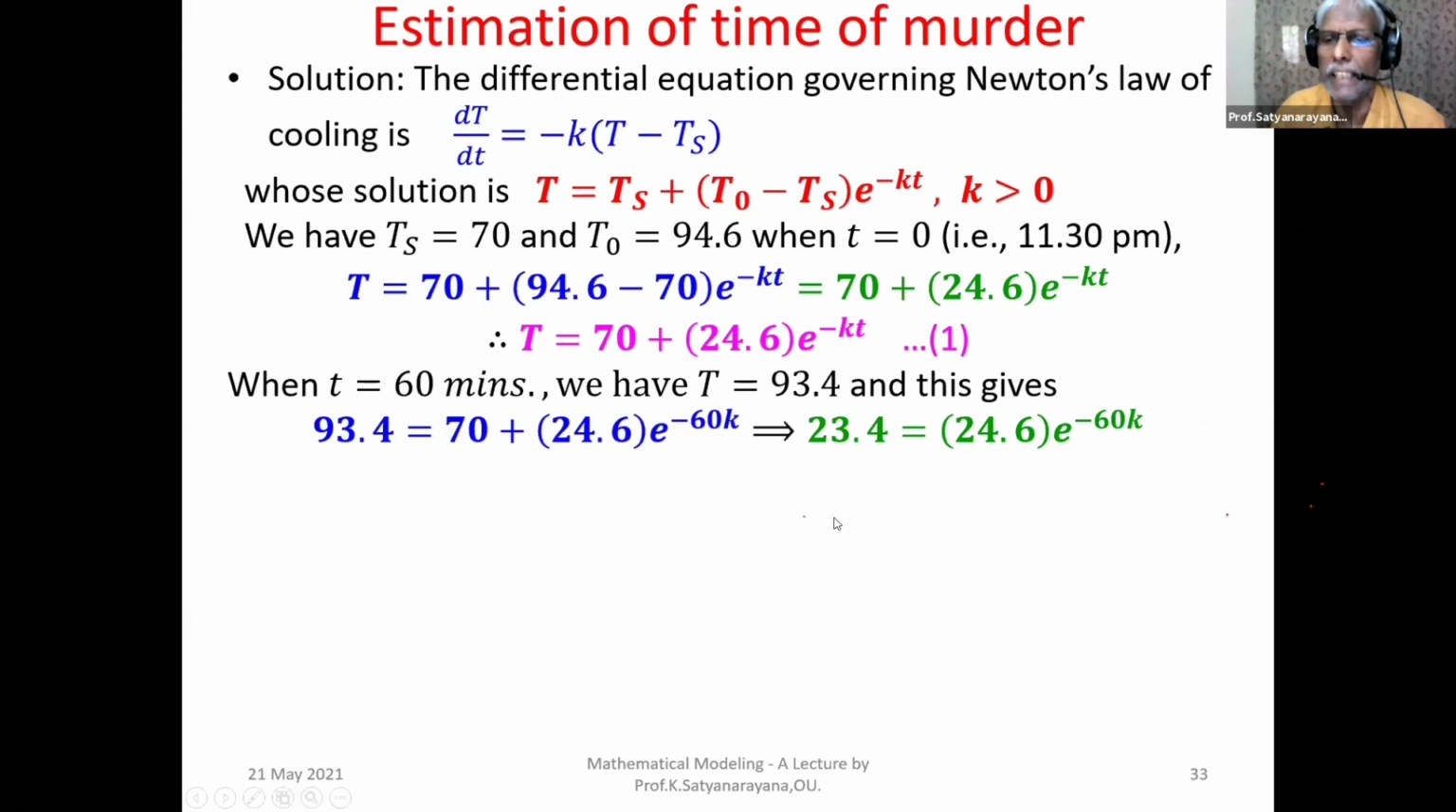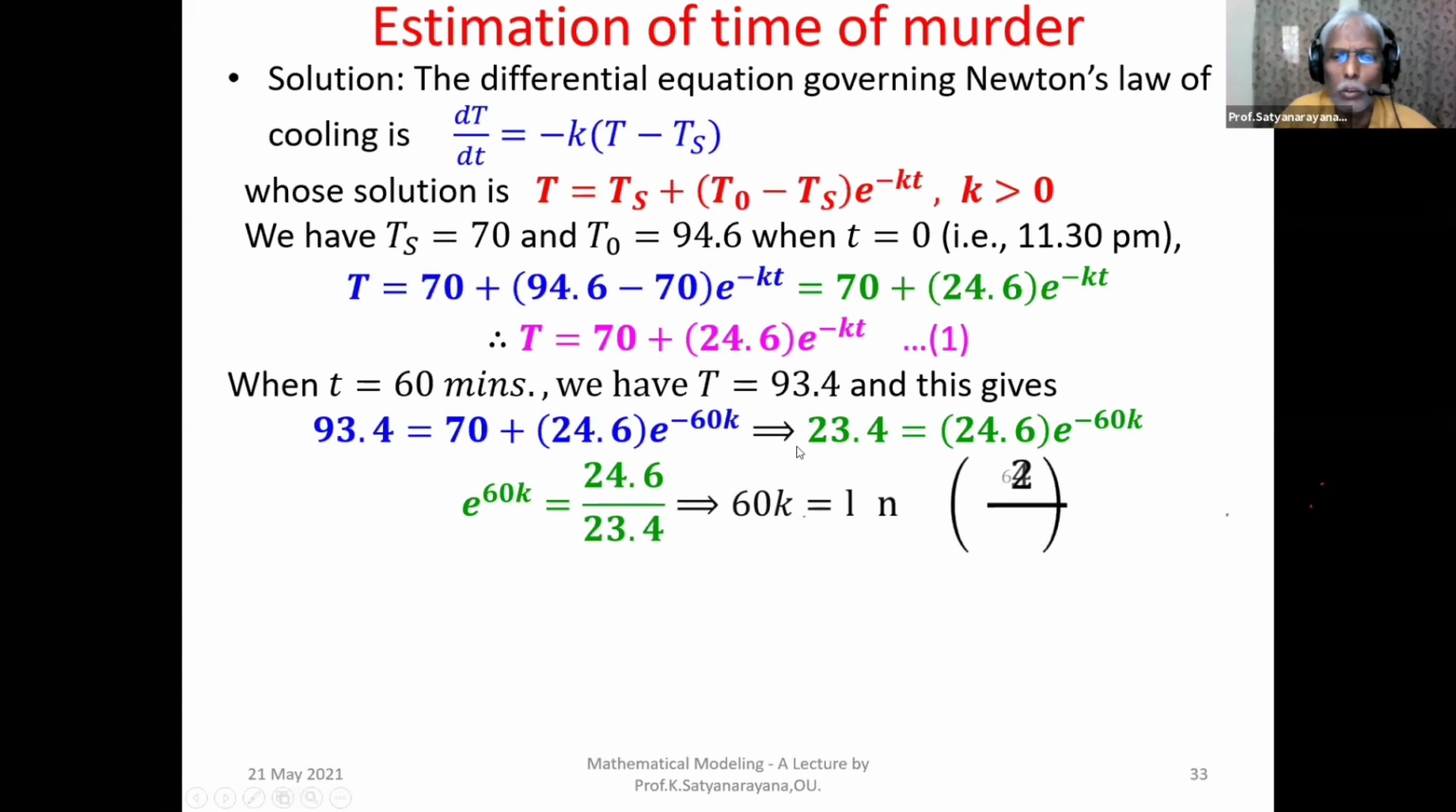So I have reverted this. e^(60k) is equal to 24.6 by 23.4. Please note down, I have reverted. And 60k is equal to, take the logarithms on both sides, logarithm of 24.6 by 23.4.